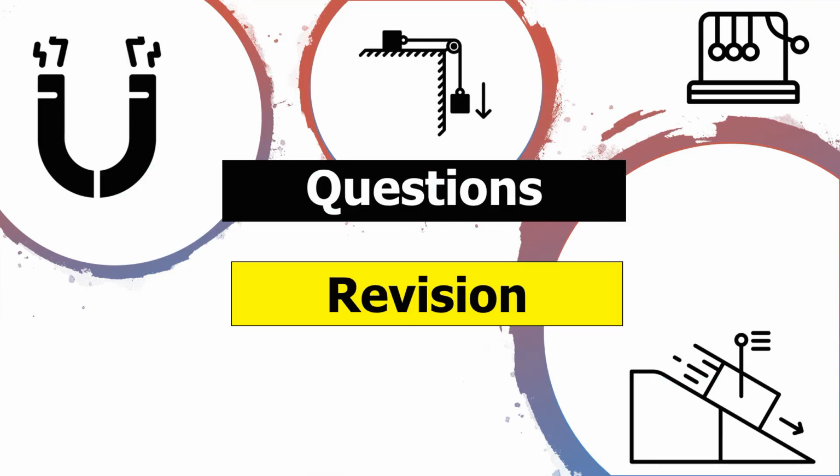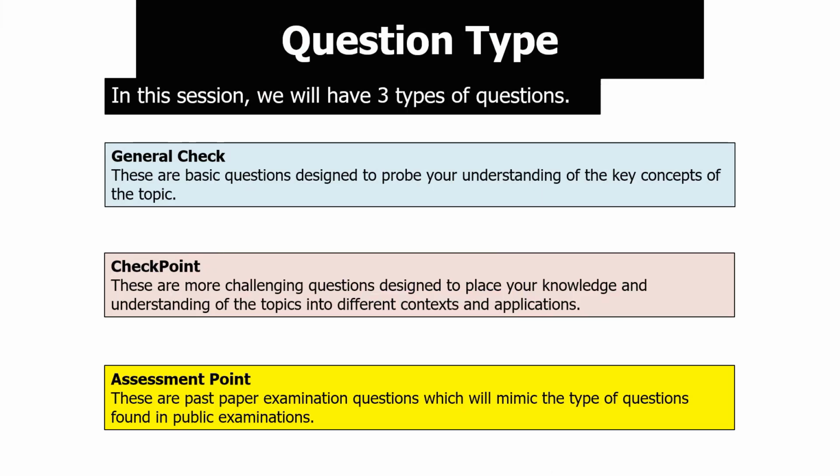Now, in this revision session, you'll find we have three types of questions. The first question is a general check question. So these are the basic questions designed to probe your understanding of the key concepts of the topic. The second type of question are the checkpoint questions, which are more challenging questions designed to place your knowledge and your understanding of the topics into different contexts and applications. Whilst the third type of question are the assessment point questions. So these are past paper examination questions which will mimic the type of questions which are found in public examinations.